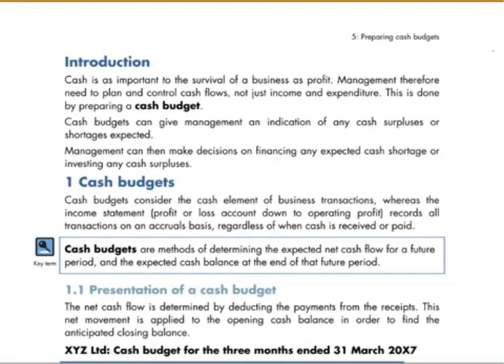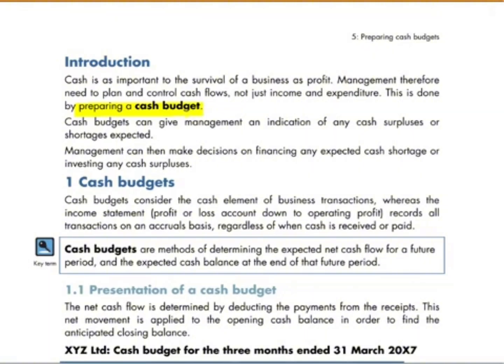So as part of the budgeting exercise within the organisation, managers also need to be aware of how much cash they're going to have at certain times. So an important part of the budgeting process is to pull together the cash budget as well, and that's what we're going to consider throughout this chapter.